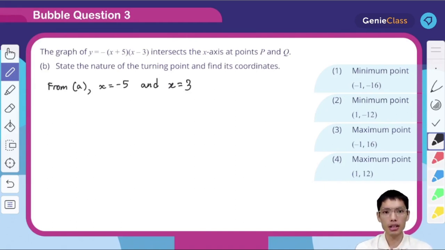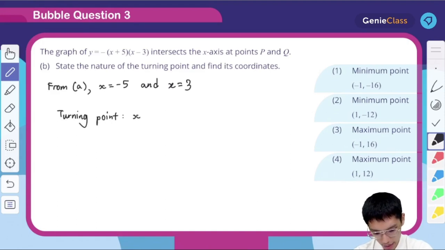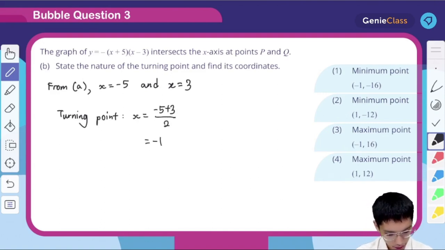From here, if it's in factored form, how do I find my turning point? My turning point, take note, is going to be x. Remember, it's the middle point, guys. So -5 plus 3 divided by 2 gives me -1. From here, we know 2 and 4 are out. That's one thing we can take note of. Now, is it a minimum point or a maximum point?